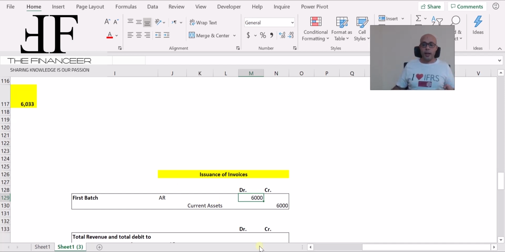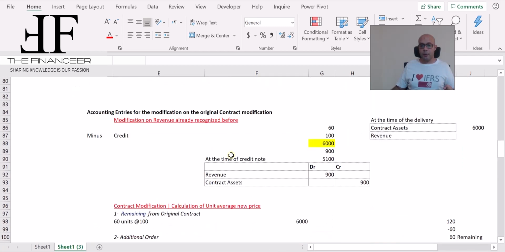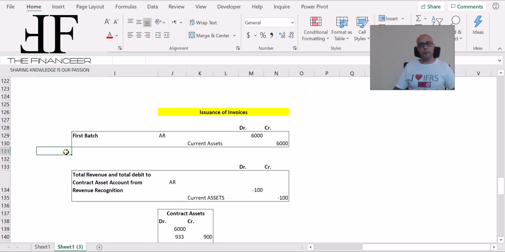Contract assets, because we debited before by the same value, which is $6,000, if you remember, which is this one. So far we need to reduce the contract assets. Once the company debited the accounts receivable, it must recognize a credit with the same value in the contract assets. Otherwise, it will be a duplication.